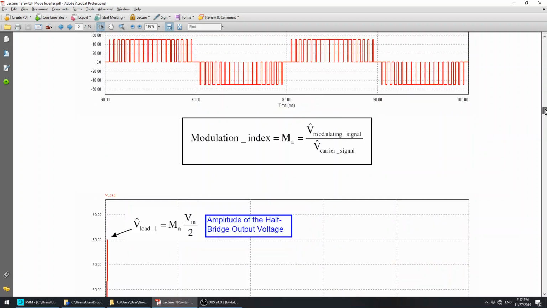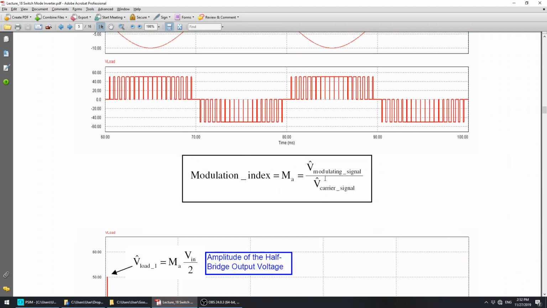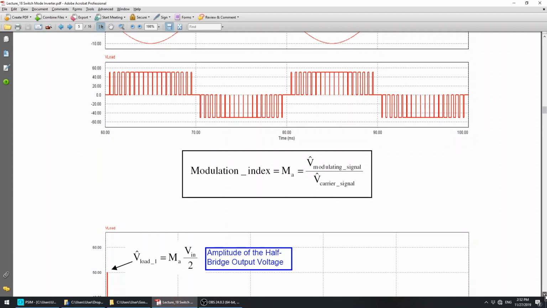Before we proceed, this is the definition of the modulation index. It is always the peak of the modulating signals divided by the peak of the carrier signals. And again, the carrier frequency will determine the switching frequency of the switches.